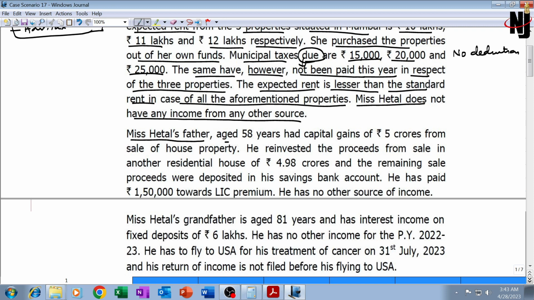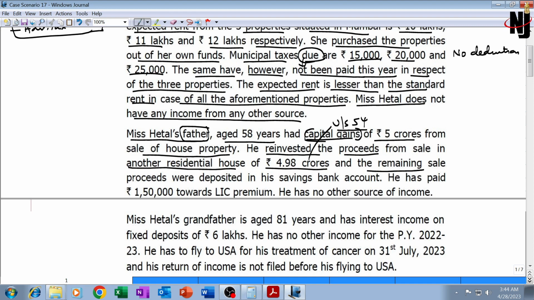Now Miss Hetal's father, aged 58 years. Now this is the story of her father. This paragraph is dedicated to her father. Had capital gains of 5 crore from sale of house property. Assuming it is long-term capital gain, he reinvested the proceeds from sale in another residential house for 4 crore 98 lakhs. This will make him eligible to claim exemption under section 54. However, they have not clarified whether this capital gain is long-term or short-term, because section 54 exemption is available only in case of long-term capital gain. So institute has forgotten to clarify, but we assume it must have been long-term only.